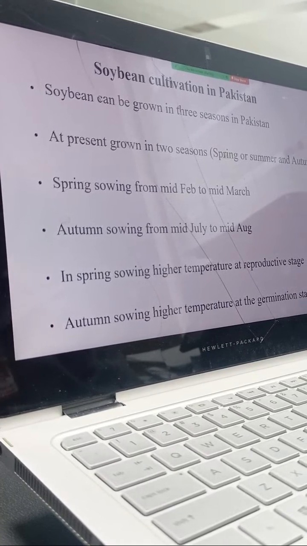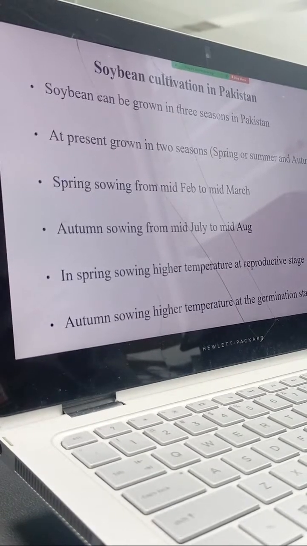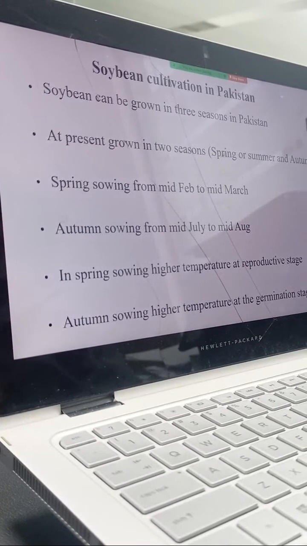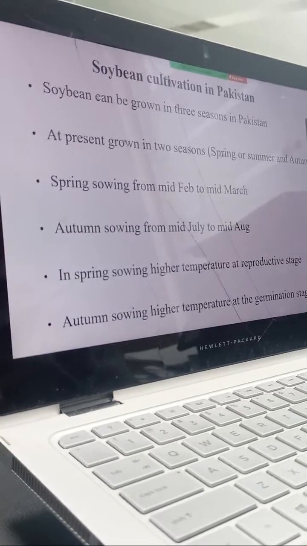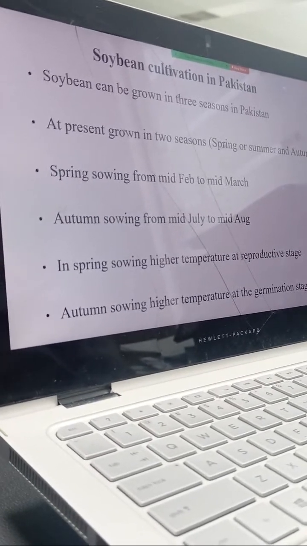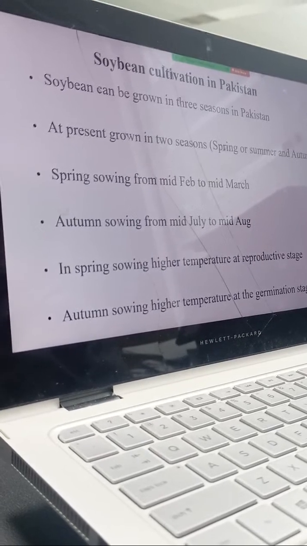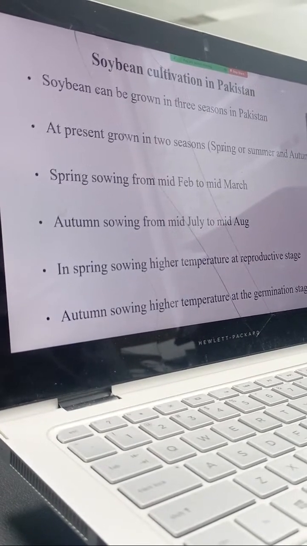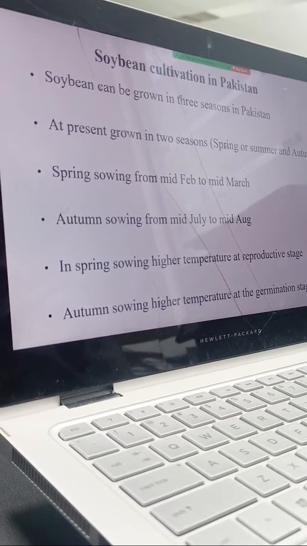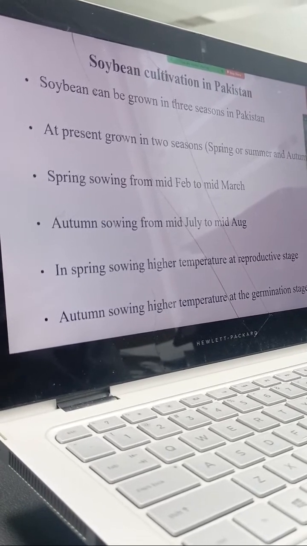But what potential do we have? This is really important. Surprisingly, in Pakistan, we can grow soybean in three different seasons. At present, we are growing soybean in two seasons, that is spring and autumn.